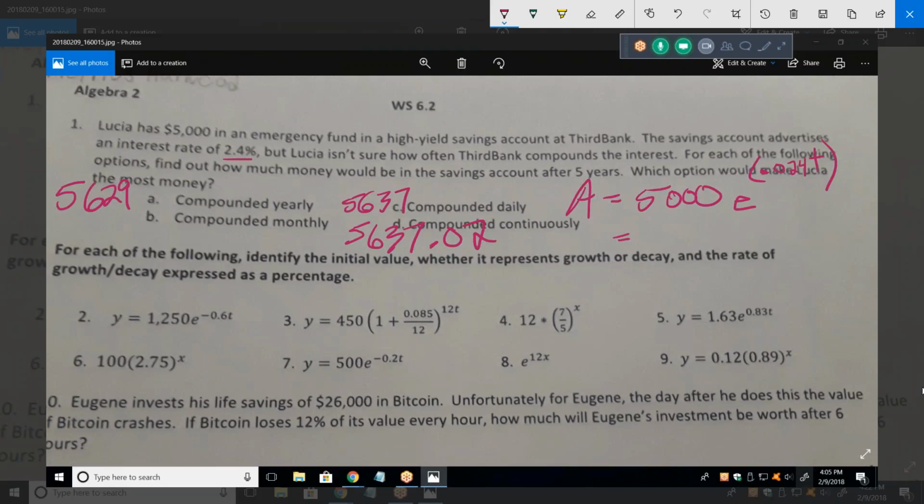Okay, well, that shows you something. It shows you that the difference between daily and continuously is not that much. The difference between daily and yearly is not even that much. It's $8. And you need to go back and do that one. You know how to do that one now? You should. Is that okay? Shall we move on? In other words, you need to do B based on that interest rate instead of the one we used, which was 2.5%.